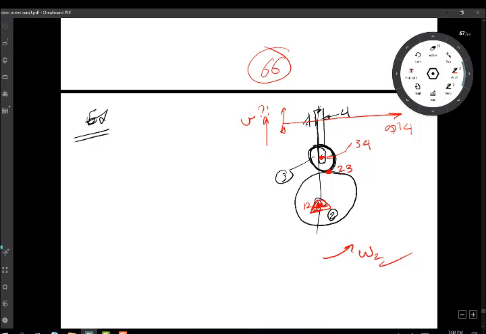Right, so I need to find a point which is common between 2 and 4, simply because 2 is a pure rotational case. So any point on it, if I want the velocity of any point, I just connect to the pivot and call this r, and this omega. So velocity is r omega type thing. So as simple as that.